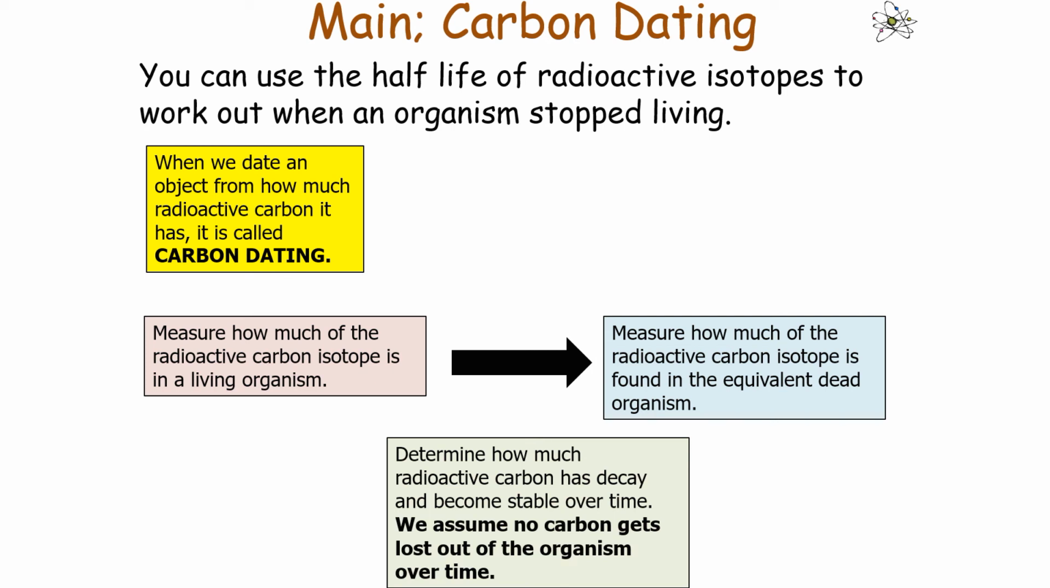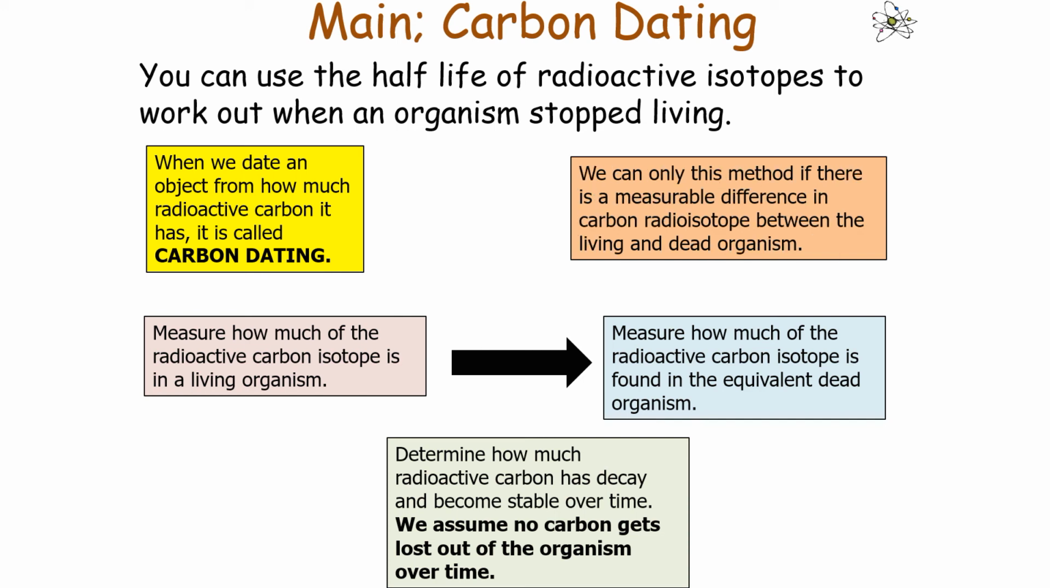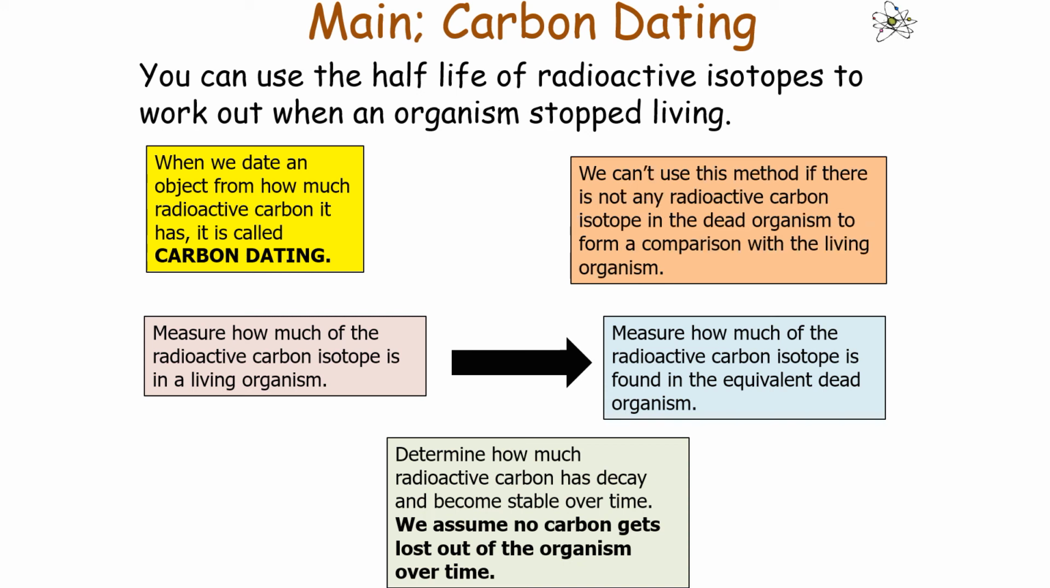Now we do assume no carbon gets lost out of the organism over time, and as a result we use the half-life of the carbon radioisotope to work out how much time must have elapsed for this amount of decay to take place. Now we can only use this method if there's a measurable difference in the carbon radioisotope between the living and dead organism, and we can't use this method if there's not been a long enough time for a noticeable difference to form. Now in addition, we can't use this method if there's not any radioactive carbon isotopes in the dead organism to form a comparison with the living organism.